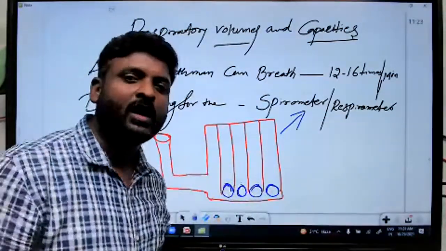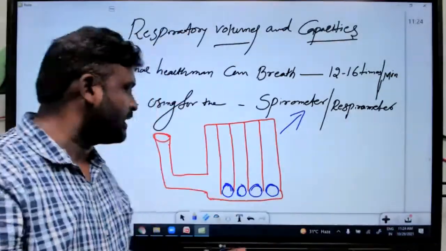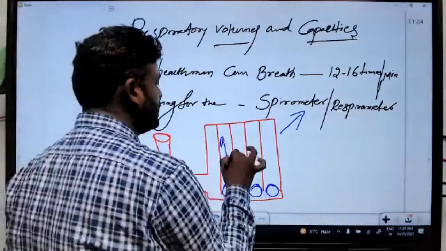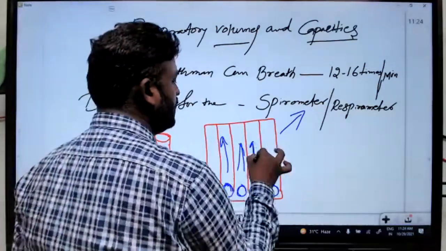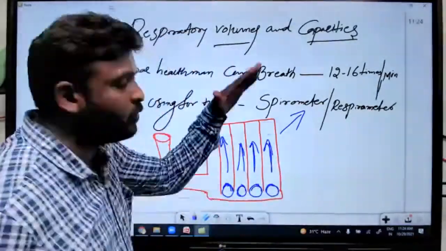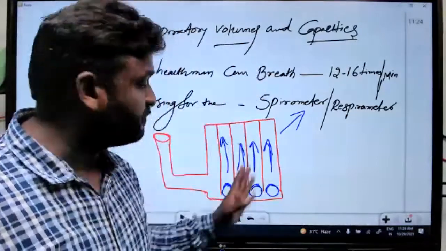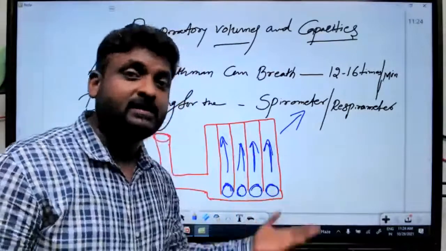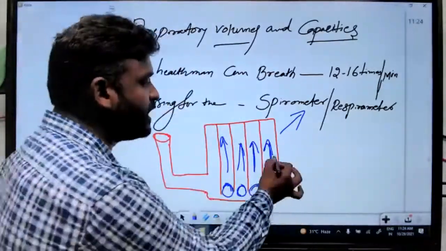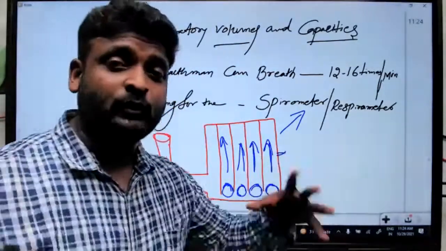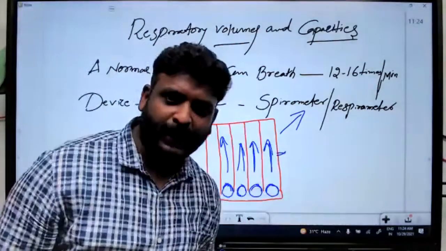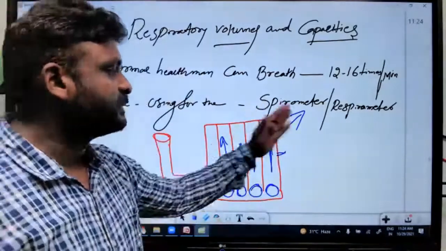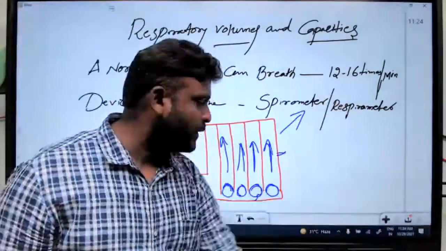You know what we have to do? We have to fill the air into that, and by that the ball should move up. In a normal person, definitely the balls will move up. If the balls are not moving, or if they reach only up to here, then definitely the person has difficulty in breathing. So this is the device, the spirometer or respirometer.